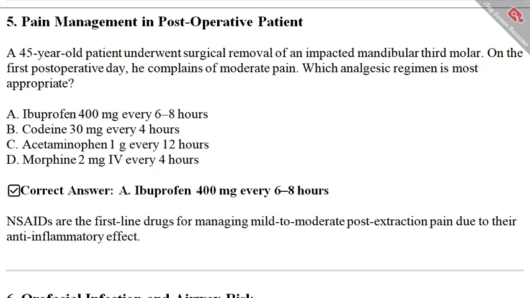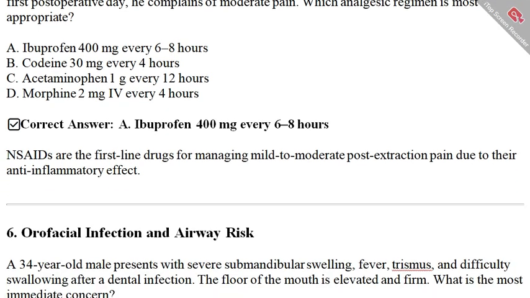The best option is option A, ibuprofen, 400 mg every 6 to 8 hours. Non-steroidal anti-inflammatory drugs are the first line of drugs for managing mild to moderate post-extraction pain due to their anti-inflammatory effect.